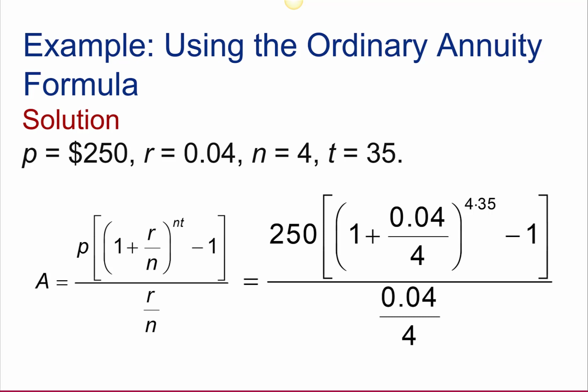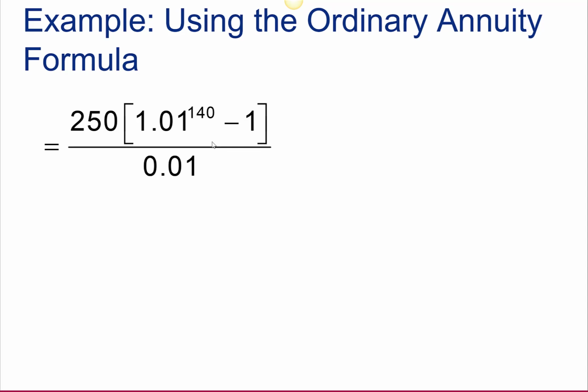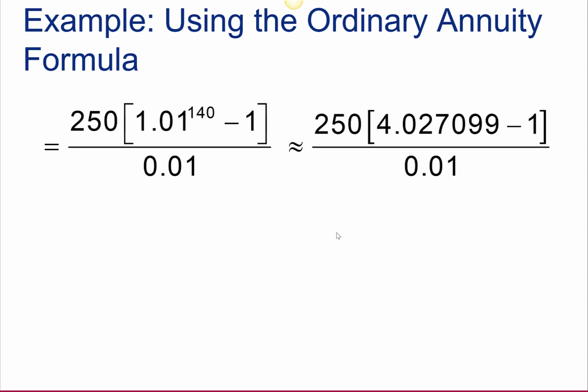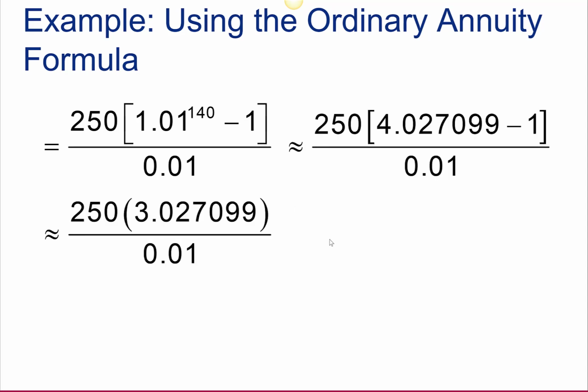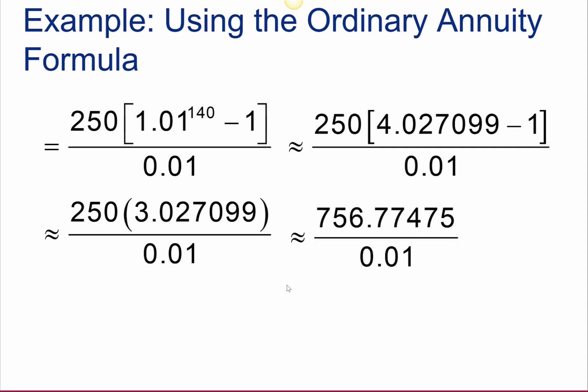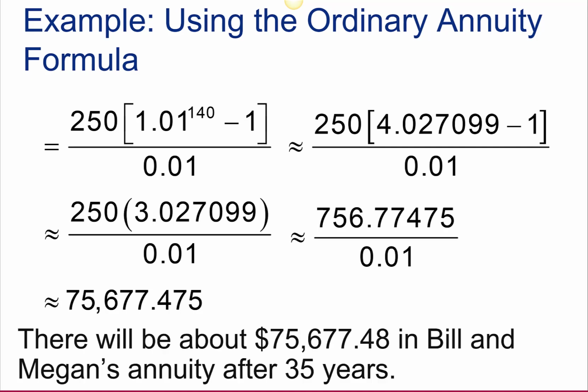So we put the numbers into the formula. Again, we're going to work within the parentheses first. We're going to take 0.04 divided by 4, add 1, and in the denominator 0.04 divided by 4. And then we also simplified the exponent here, so I'm going to take 1.01, raise it to the 140th power, and then subtract 1, and then finally in the numerator multiply that number, 3.027099, times 250, and then divide by 0.01. So they will accumulate approximately $75,677.48 at the end of 35 years.